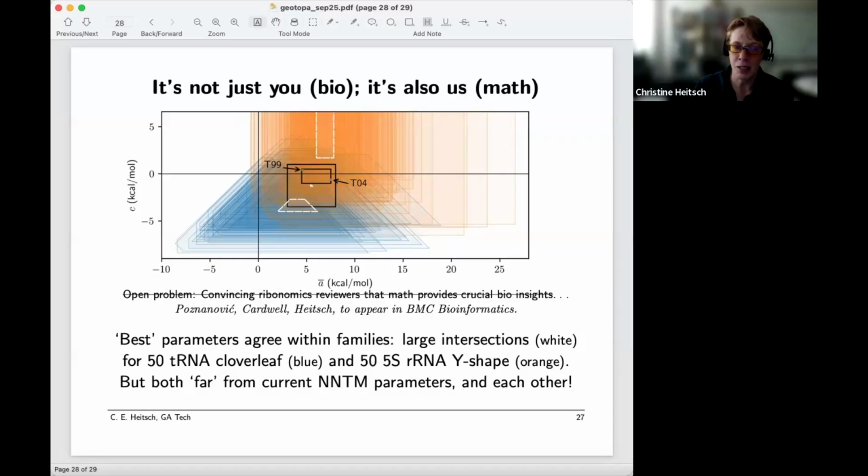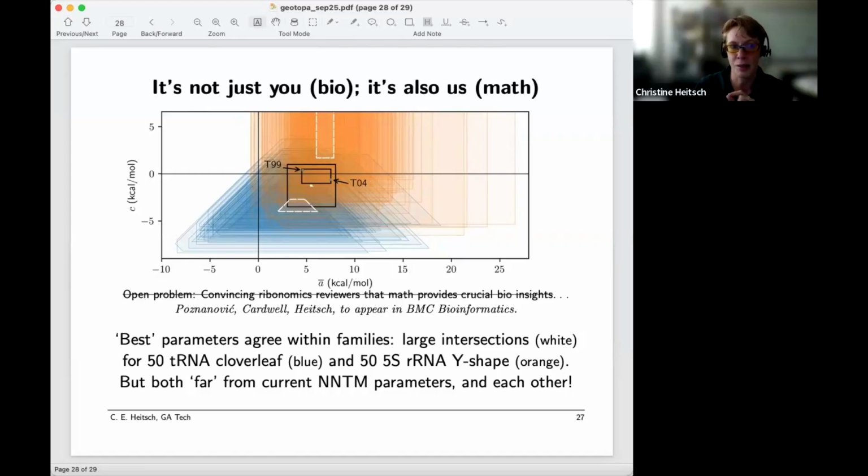So in this particular picture, the blue trapezoids represent the best set of parameters for tRNA, and they have a very large intersection. The orange rectangles represent another family, 5S. Its target structure is a Y shape. They also have a very large intersection.